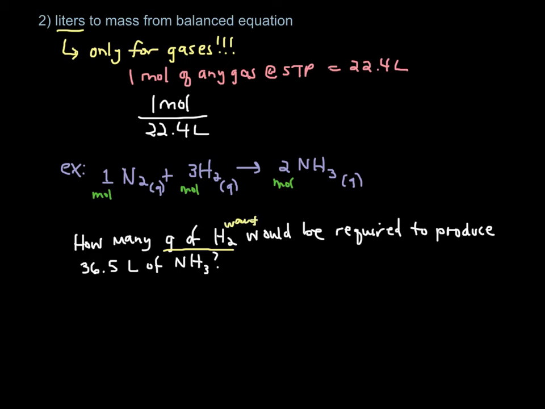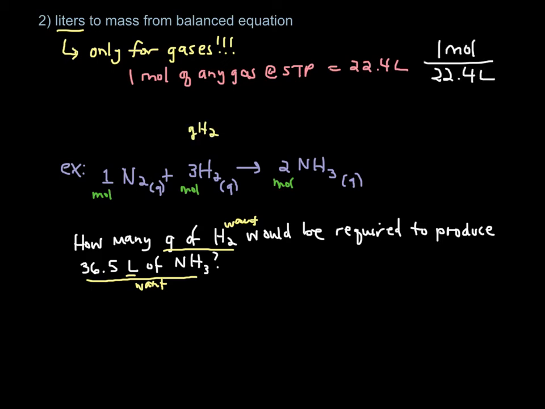You would be required to produce 36.5 liters of NH3. I want to point out it says liters, so this is what we want. In this case, we are given grams of H2, and because our equation's not written in grams, we're going to need to convert that using the molar mass of H2 into moles.